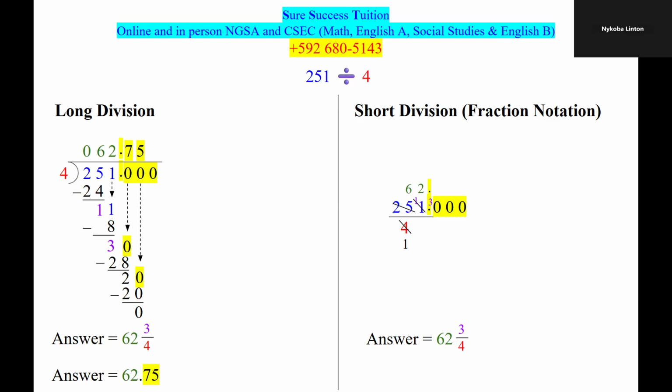So 4 into 30 is 7. Right? How much would remain? 2. 4 into 20 is 5. So again, we have nothing remaining. We have reached the end of our division. So our answer would be 62.75.